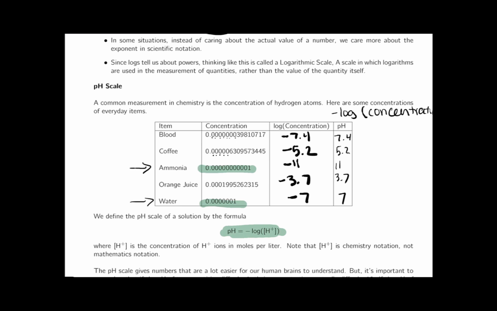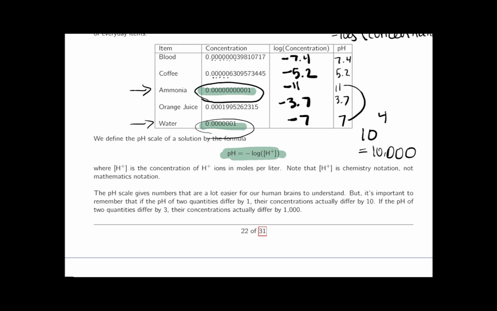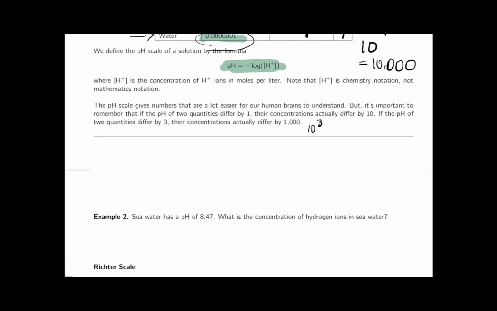We have to multiply the concentration of hydrogen ions in ammonia by 10,000 in order to get the concentration in water. To be able to see that difference from the pH of 7 and 11, we actually will need to think about this difference of 4 being on a power of 10, and that gives me my difference of 10,000. So in that way, the pH scale gives numbers easier for our human brains to understand, as long as we remember that if the pH of two quantities differ by 1, their concentrations actually differ by 10. If the pH of two quantities differ by 3, then their concentrations actually differ by 1,000, or 10 to the third power.